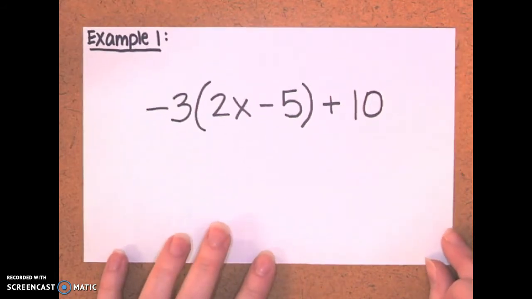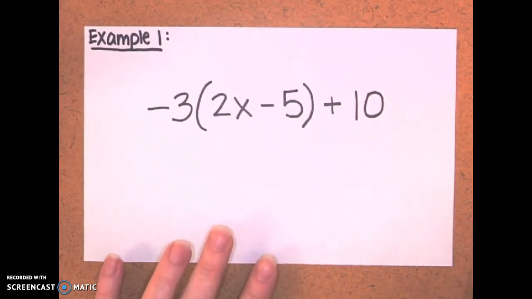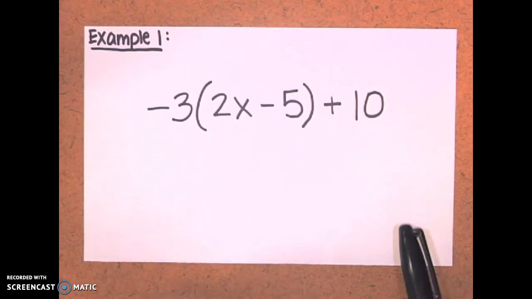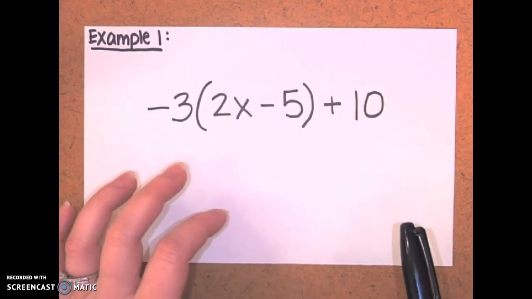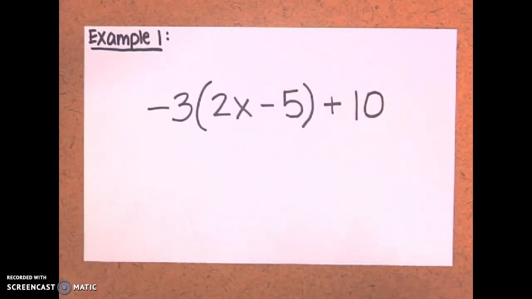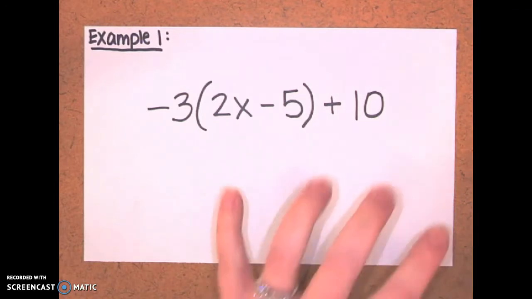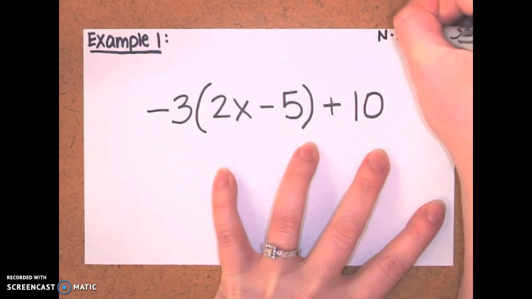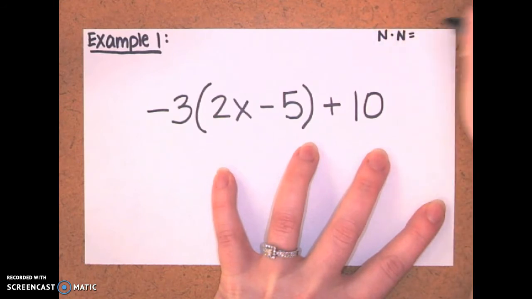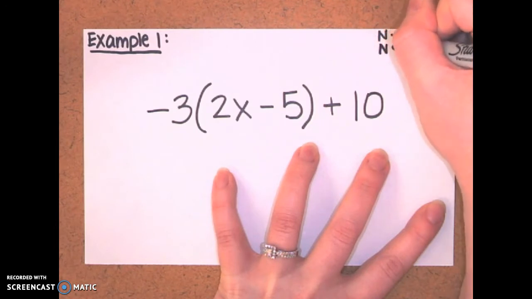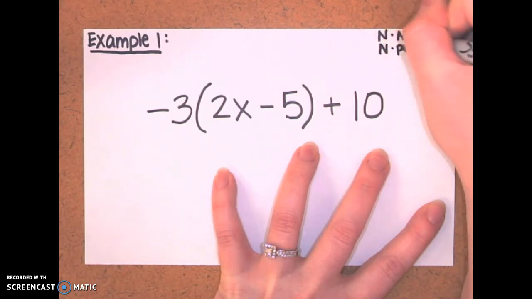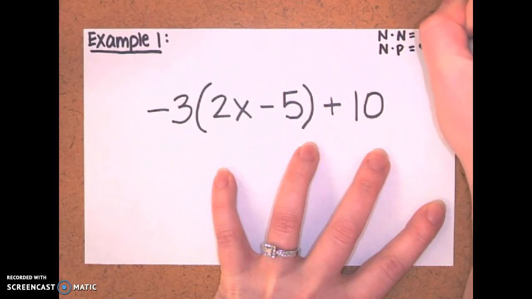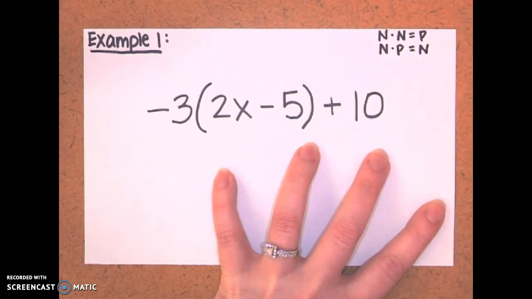All right, this is a lot like the last video you watched, except now we're putting negatives into this. So a couple things you need to remember. Remember, a negative times a negative equals a positive. And when you have a negative times a positive, or a positive times a negative, that's going to give you a negative number.